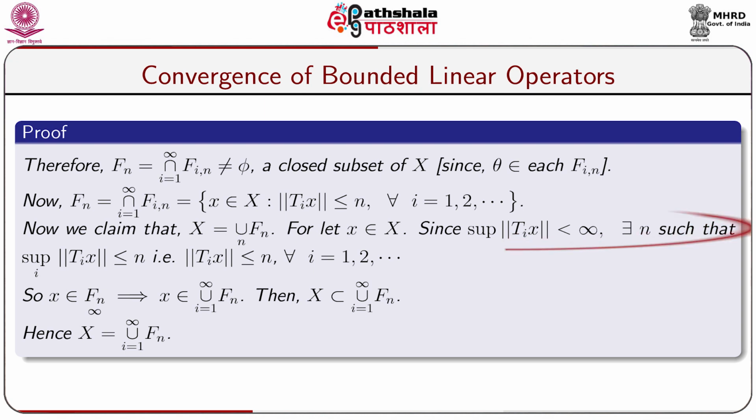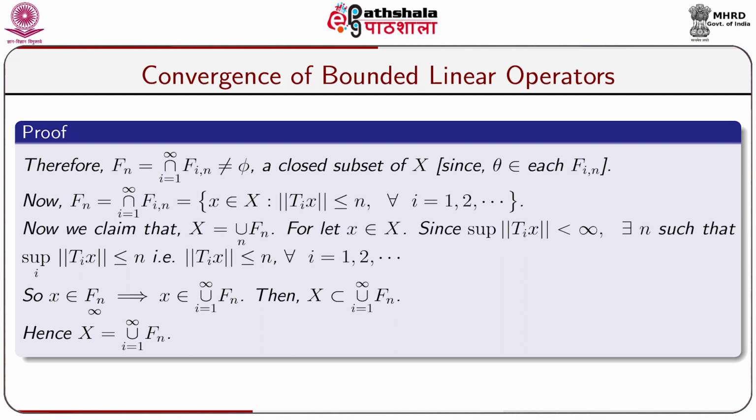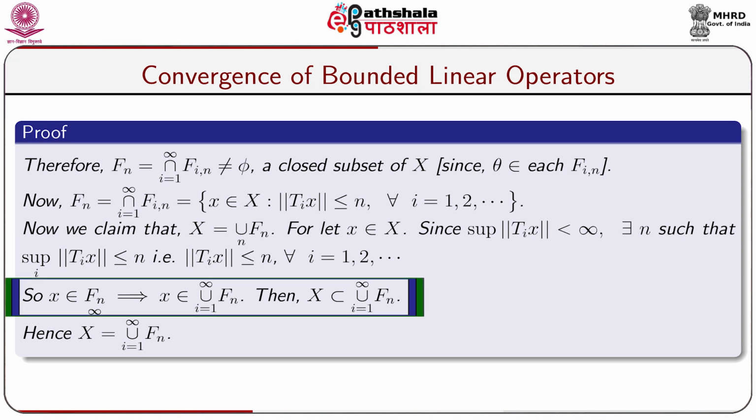For x belongs to capital X, since the supremum of the norm of Tix, where the supremum is taken over i, is less than infinity, there exists n such that the supremum over i of norm of Tix is less than or equal to n, that is, norm of Tix is less than or equal to n for all i equal to 1, 2 and so on. So, x belongs to capital Fn implies x belongs to the union over i equal to 1 to infinity of Fn.